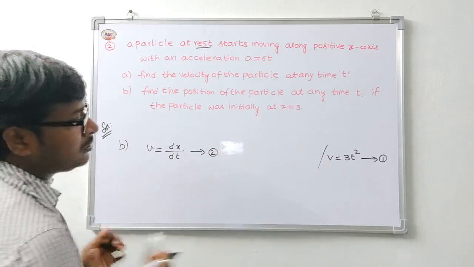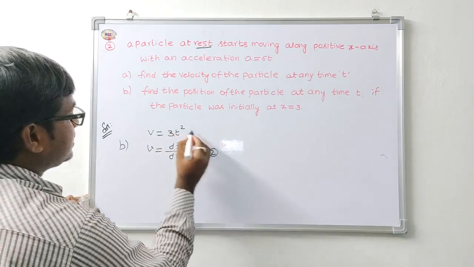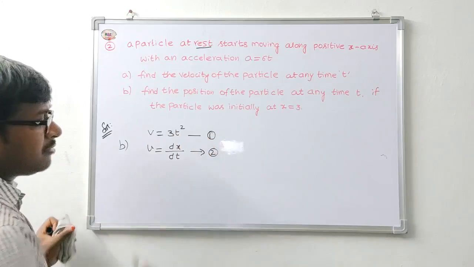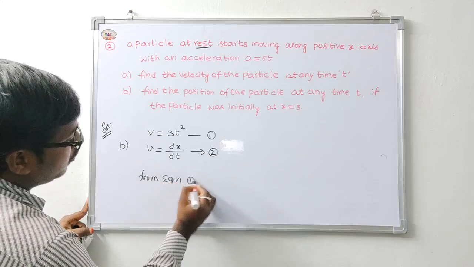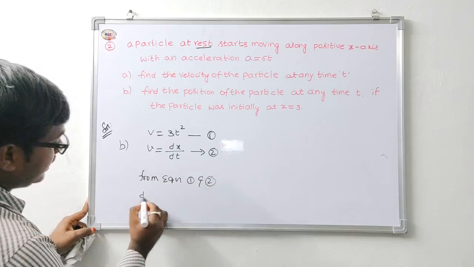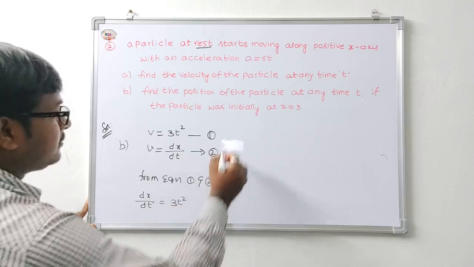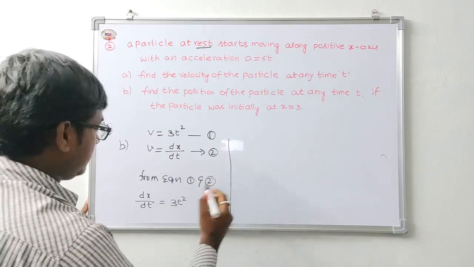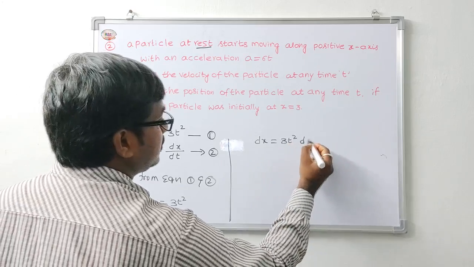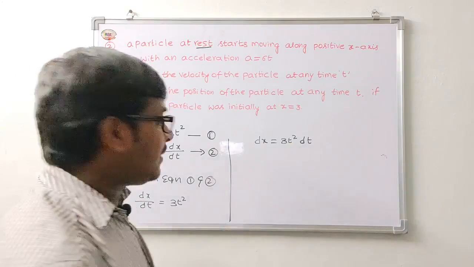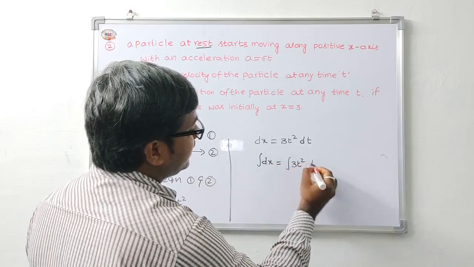From equations 1 and 2, v = 3t squared, so dx by dt = 3t squared. Then dx = 3t squared dt. Integration is applied on both sides: the integral of dx equals the integral of 3t squared dt.